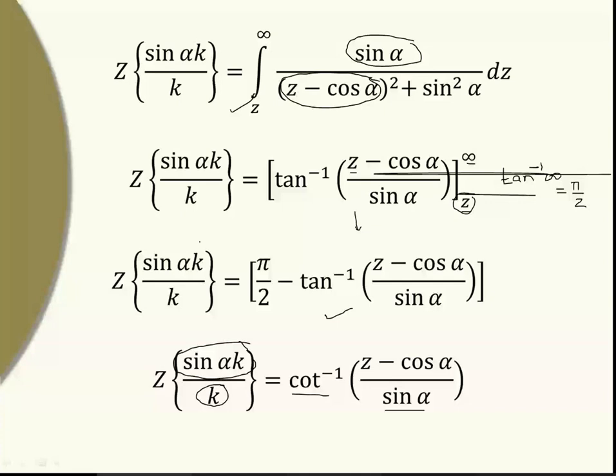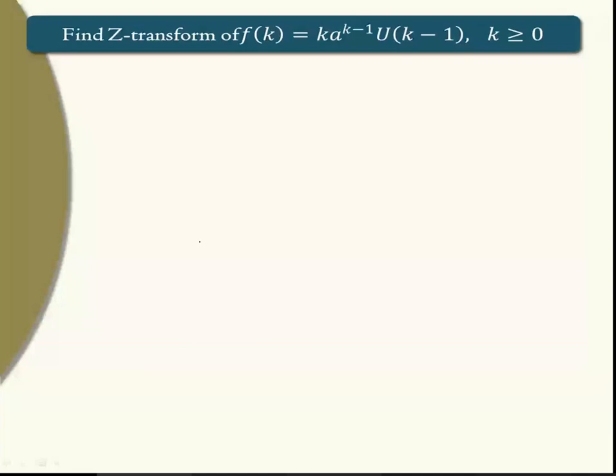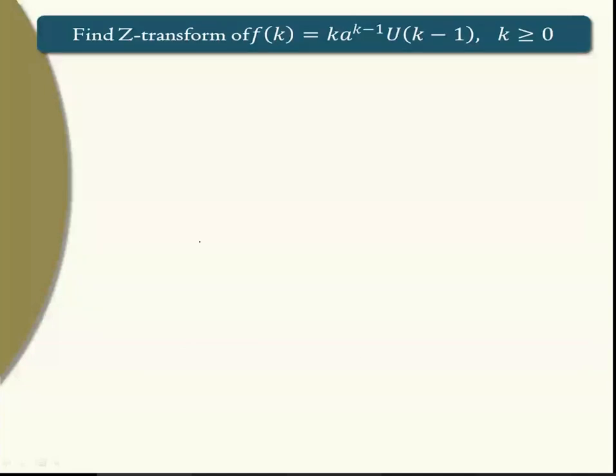Answer the next problem. Z transform of f(k) is equal to k into a raised to k minus 1 into u(k minus 1) for k greater than or equal to 0. Now, we have already taken the formula for unit step function u(k). But instead of k, we are having k minus 1. So we can use the property of f(k minus 1).